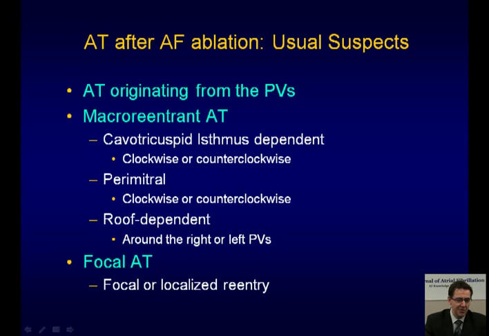Usual mechanisms of atrial tachycardia after AF ablation include atrial tachycardia originating from the pulmonary veins or a macro reentrant circuit that can include a cavo-tricuspid isthmus-dependent circuit, a perimitral circuit, or a roof-dependent circuit. Finally, focal atrial tachycardia, in the form of a true focal or localized reentry, can also be found when encountering atrial tachycardia after AF ablation.